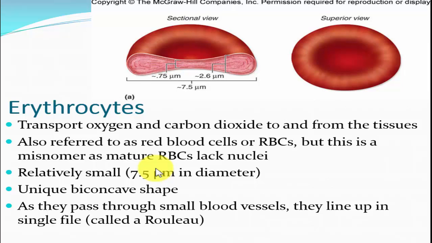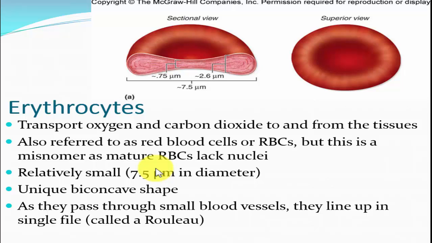So this is a picture of an erythrocyte. An erythrocyte is just a red blood cell. You'll see red blood cell abbreviated RBC. That's a medical abbreviation for red blood cell. Erythrocytes are responsible for transporting oxygen and carbon dioxide to and from tissue. We refer to them as red blood cells, but it's actually a misnomer, because mature red blood cells lack a nucleus, whereas immature red blood cells have a nucleus.